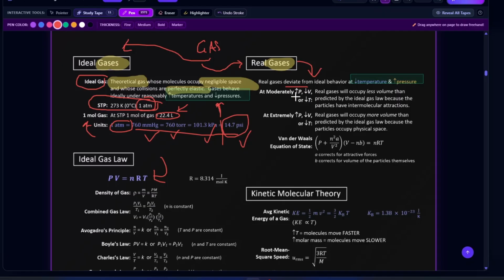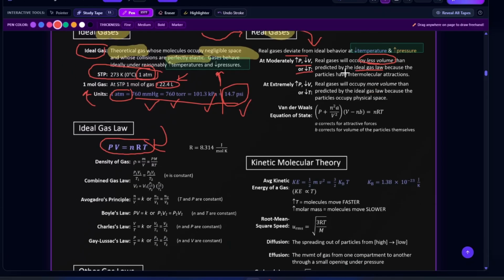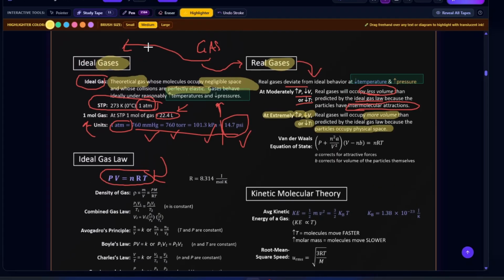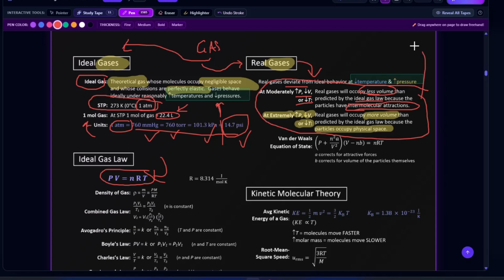At moderately high pressure, low volume, or low temperature, real gases will occupy less volume than predicted by the ideal gas law, because particles have intermolecular attractions. At extremely high pressure, low volume, or low temperature, real gases will occupy more volume than predicted by the ideal gas law, because the particles occupy physical space. So you should know this. You should know in what environment what will happen to the real gas.